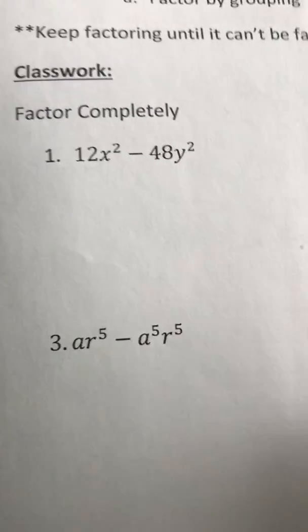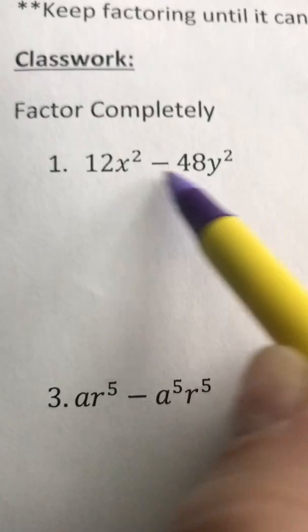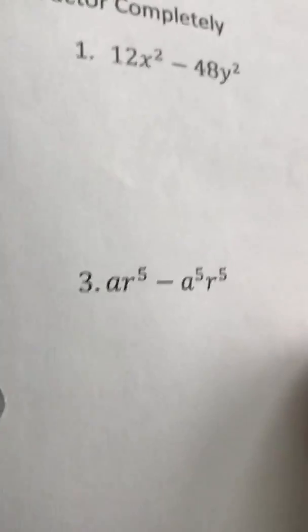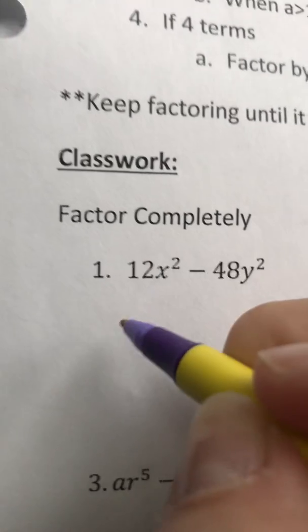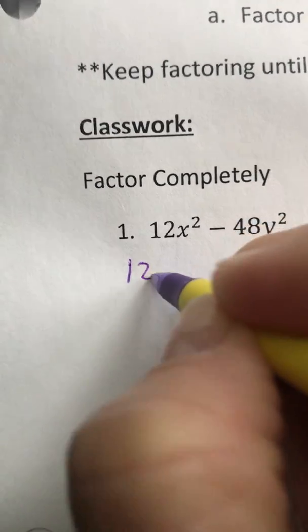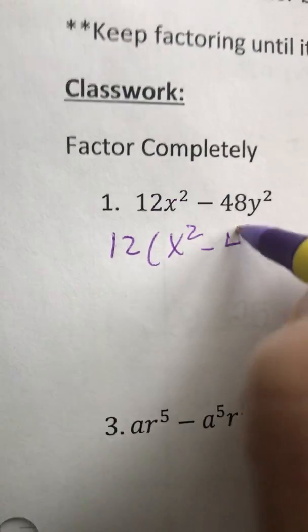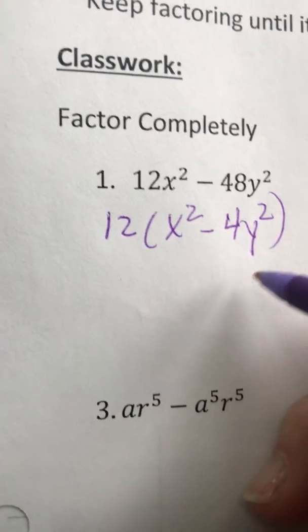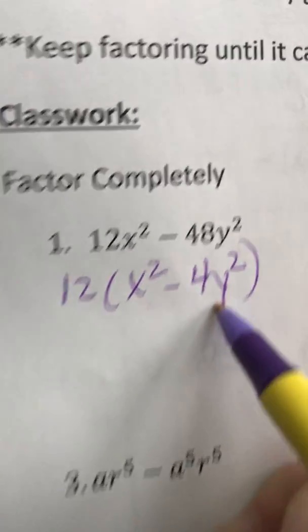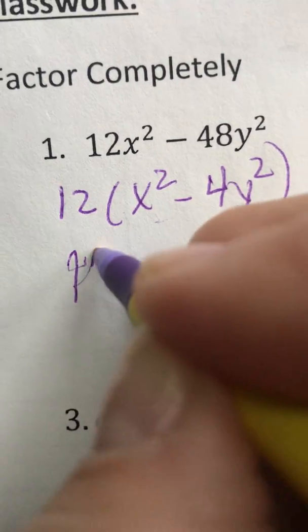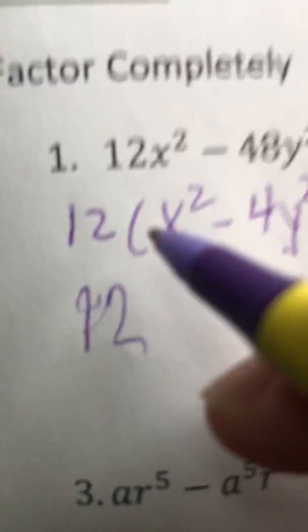It depends, okay? So the first thing we look at is there is a GCF of 12 here. So 12 comes out, and you're left with x squared minus 4y squared. And now if you recognize this, that is difference of two squares. So the 12 comes down. Sorry, this is really sloppy.